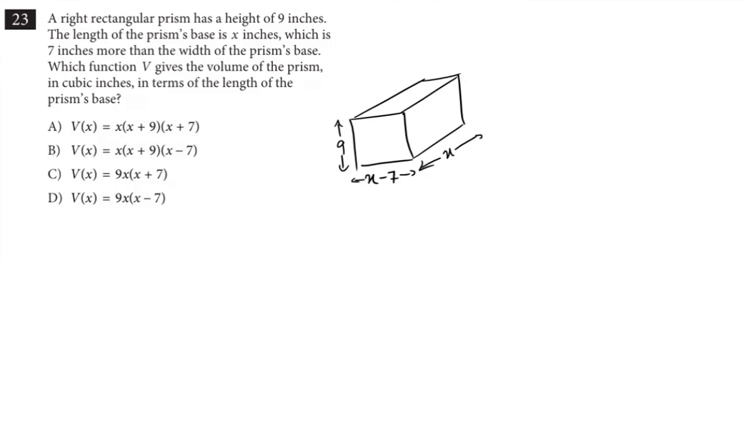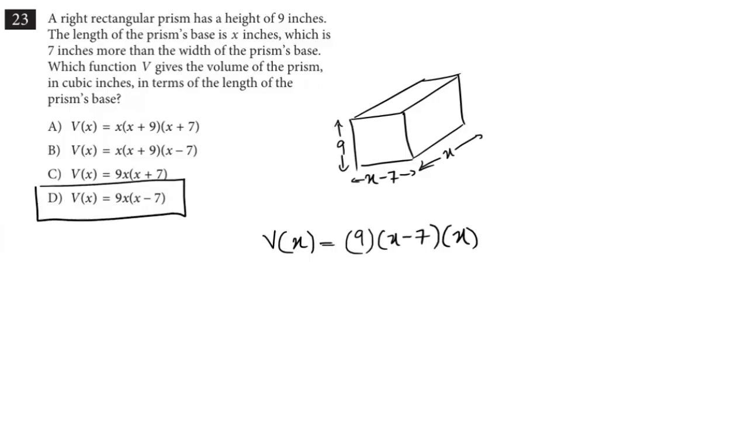Which function V gives the volume of the prism in cubic inches in terms of the length of the prism? So I need the volume. The volume of a rectangular prism is just multiplying each of the given sides, or you can say base area times height. So multiply 9 times x minus 7 and times x. Quickly see which one works. So D is the correct answer.